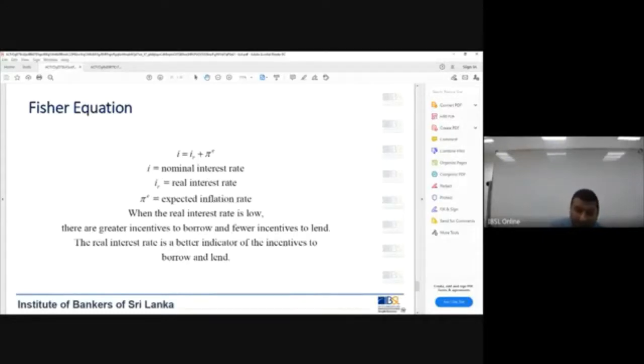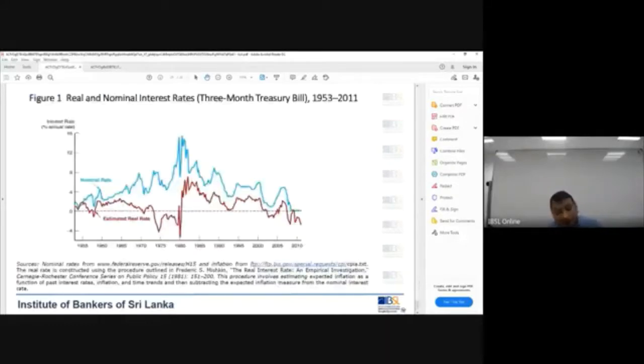So the Fisher equation tells this and tries to give you an understanding of how real interest rates behave, and through that, what the incentive to borrow and lend is in any economy. And policymakers take this as a very important yardstick in terms of activating economic activities. So you can see from this chart here, the nominal interest rates in the blue line and the estimated real interest rate in the red line.